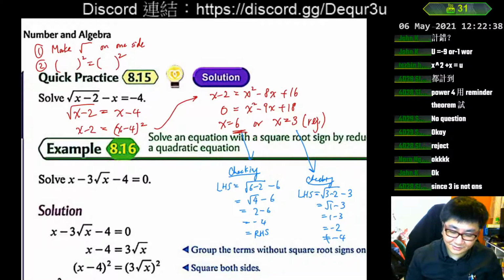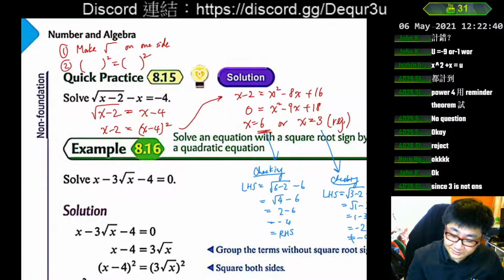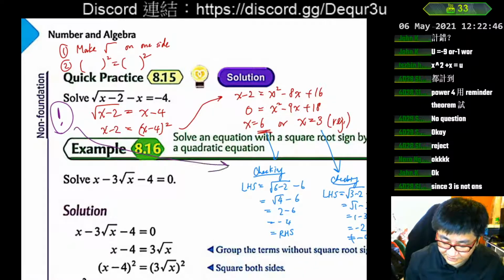Therefore, when we do equations like this kind with the square root, then the exclamation mark here means we need to do checking.